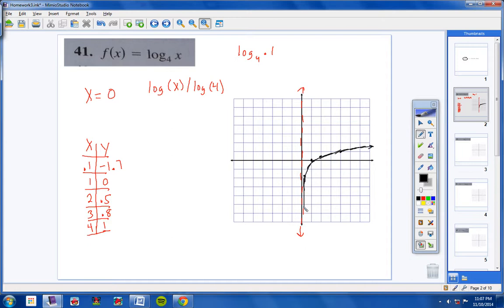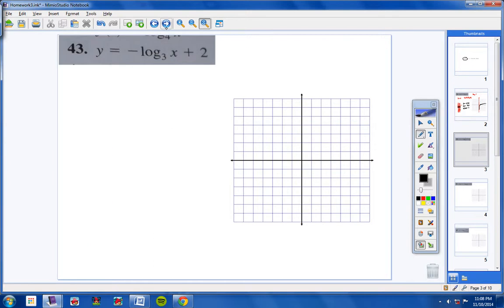And now very quickly, let's find the domain. The domain would be everything to the right of 0. So x is greater than 0. The vertical asymptote would be, well, x equals 0, because that's where the dotted line is. And then the x-intercept would be whatever x value gives you 0 for y. And it's right here. When you put in 1 for x, you get 0 for y. So the x-intercept is 1. Okay, moving on to 43. Here we go.